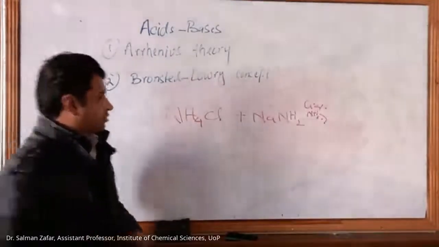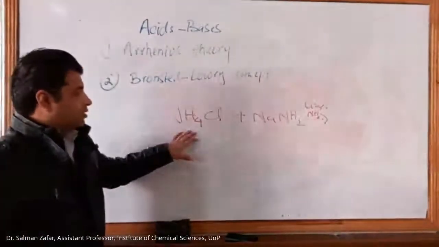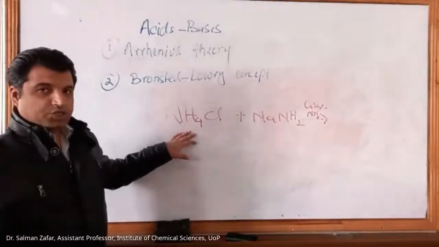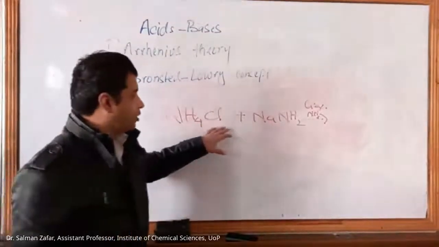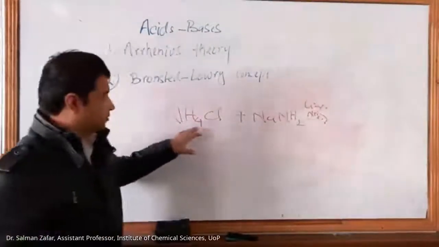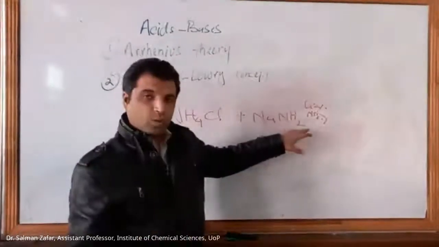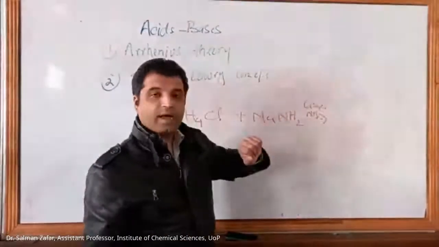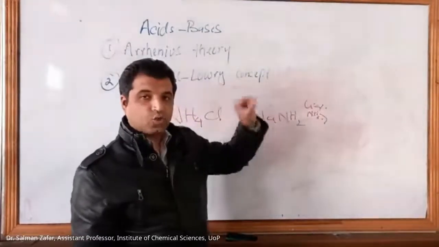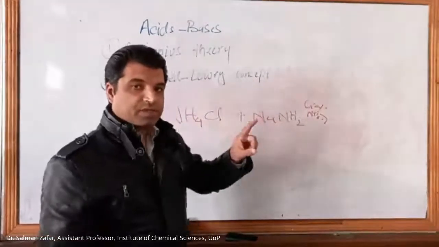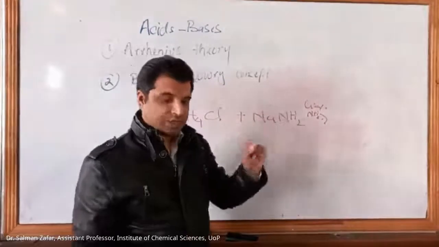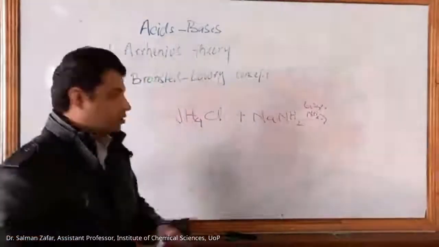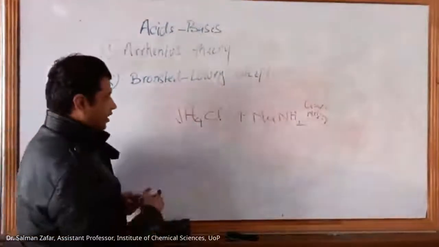So what will happen? See, this ammonium chloride will dissociate into ammonium ions and chloride ions. This sodium amide will dissociate into sodium ions and amide ion, NH2 minus. Let me first write the dissociation reactions, and then we will talk about the acid-base reaction.